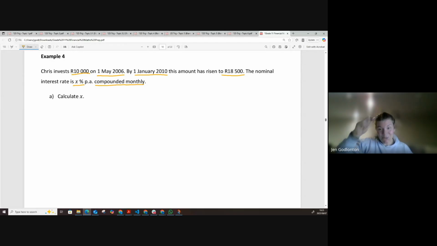This is all about getting the right initial values. So you would definitely get marks if you make mistakes, but I want to see if anyone gets it right the first time around. So we're looking for X, which is essentially our I.